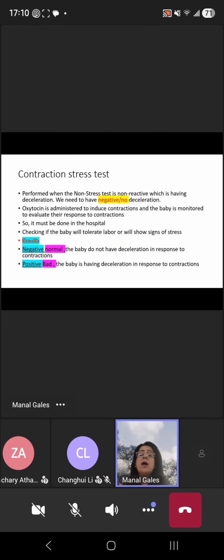Yeah? Yes. So this is the non-stress test and the contraction stress test. The contraction stress test has to be done in the hospital because imagine she might give actual birth, right? Okay, but the other one, the non-stress test, could be done in the clinic.